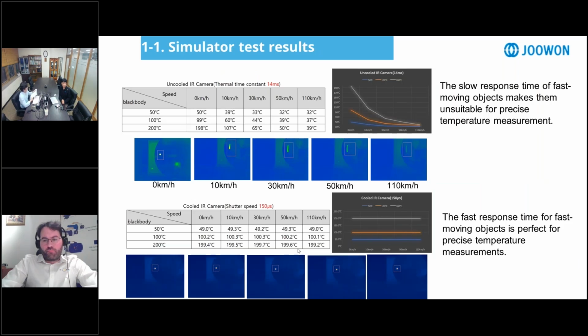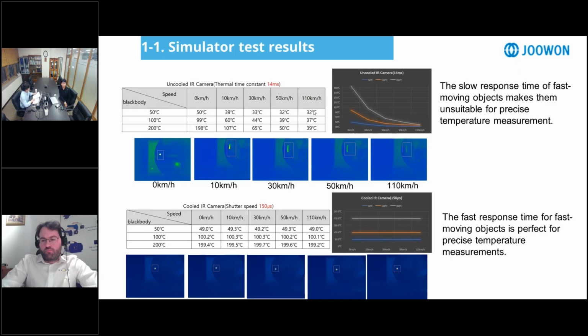In the case of the cooled IR camera, it offers a 150 microsecond response time here. In contrast, the uncooled IR camera has a slower response time, which relates to inaccurate temperature readings and blurry images.